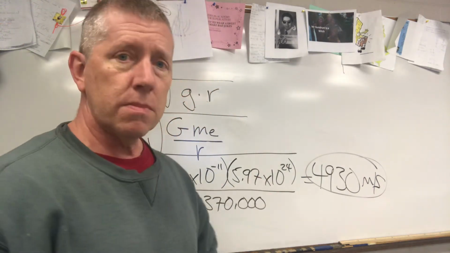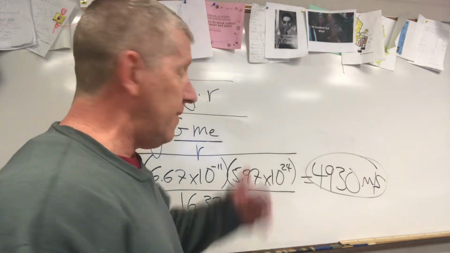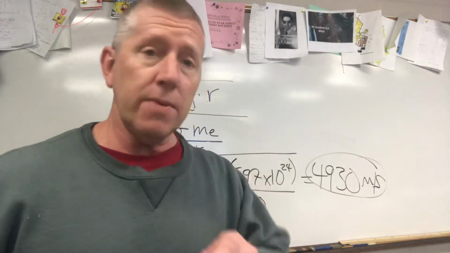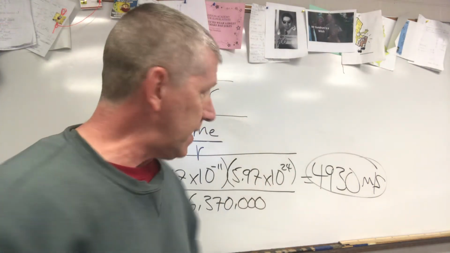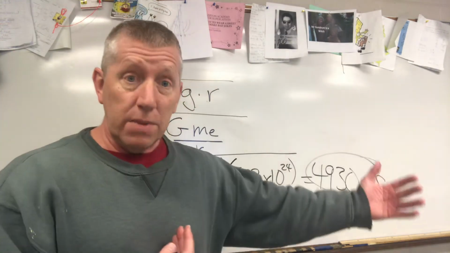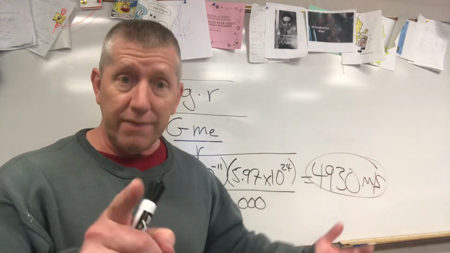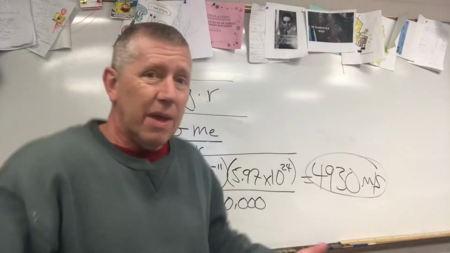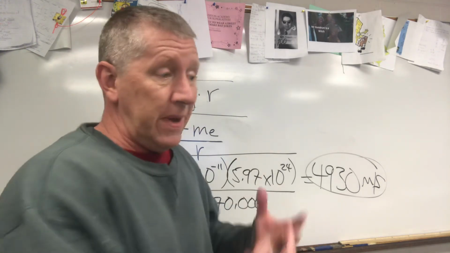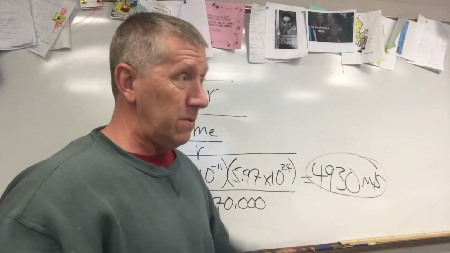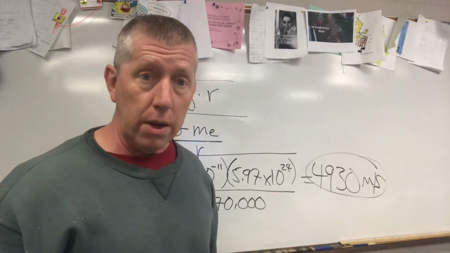Makes sense. It's slower than Bugs Bunny had to throw it. Bugs Bunny had to throw that ball 7,901 meters per second. We're farther away from the Earth. Less gravity, it doesn't have to move as fast. In fact, if you were moving at 7,901 meters per second at 10,000 kilometers above the Earth, it would take off. Gone. See ya.